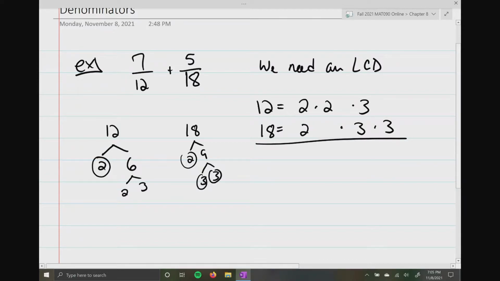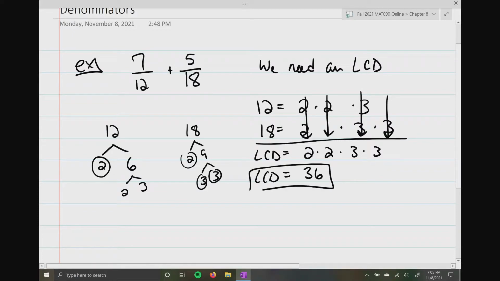Organization is the key. So my LCD is going to be, just draw arrows straight down. That's all you've got to do, and just copy the number. So 2 times 2 times 3 times 3. And when you multiply these numbers together, you get 36. So my LCD for this problem, 7 over 12 plus 5 over 18, is 36.